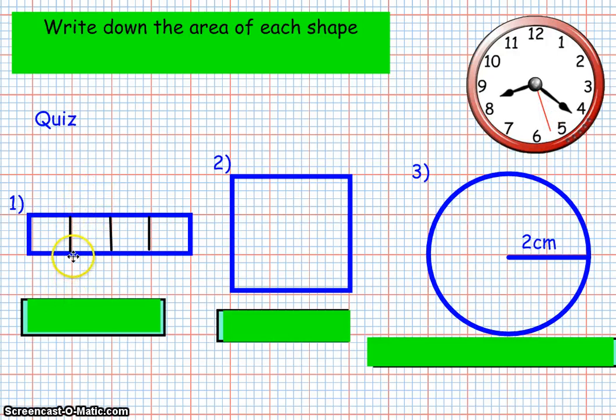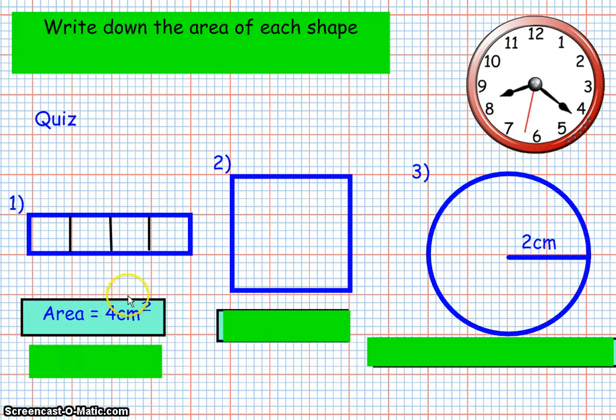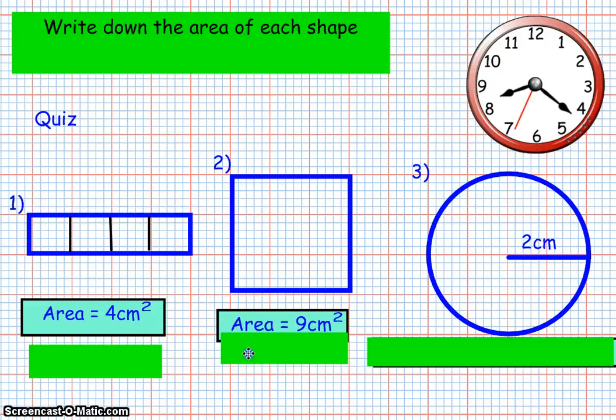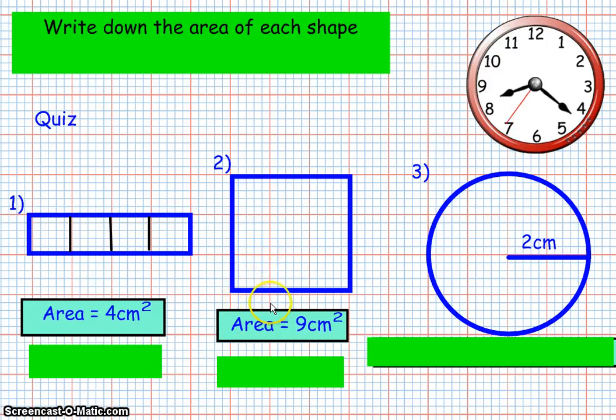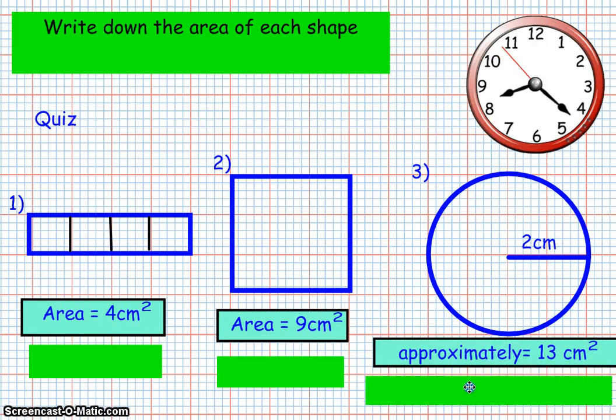So for question 1 you should get 4 centimeter squared, and question 2 you should get 9 centimeter squared, and question 3 is a bit tricky, so you have to make an approximation for the answer for this one. So if you get an approximation for the area as 13 centimeter squared or 12 centimeter squared, that's fine.